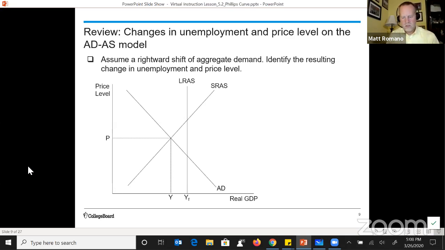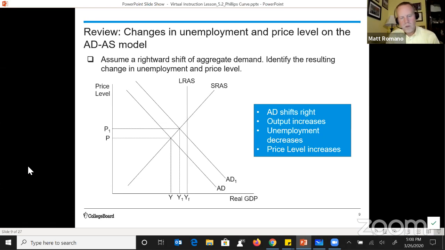Well, here, let's talk about a rightward shift. So here we are, operating at output level Y, price level P. Assume a rightward shift in aggregate demand. Boom, there it is. What's going to happen to unemployment and price level? Well, as aggregate demand shifts to the right, we can see on the x-axis, Y to Y1, output is increasing.